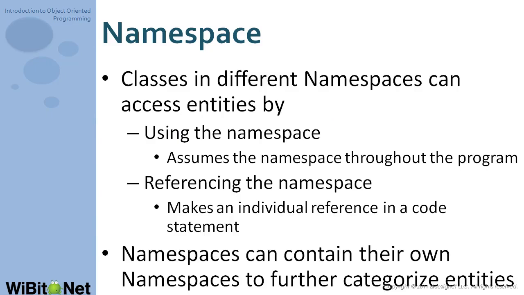Namespaces can contain their own namespaces to further categorize entities. So you can really layer this out if you want to. In a circumstance where you have two different namespaces that have a class of the same name, you don't want to use those two namespaces because there'll be a conflict. In those circumstances, you would want to reference the namespace. So there are different circumstances where these are best used.